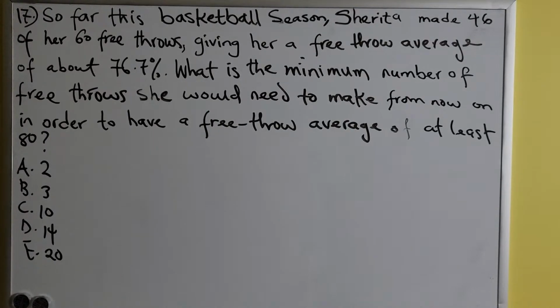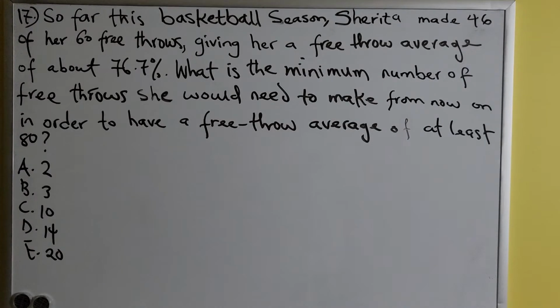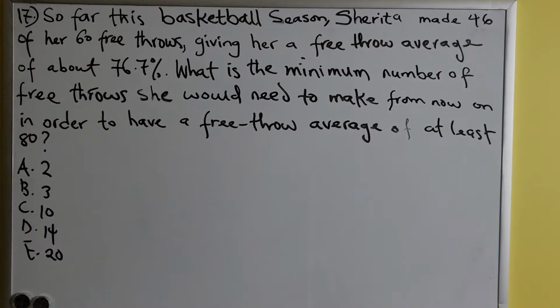Let's go to question 17. This question said, so far this basketball season, Sherita made 46 out of 60 free throws, giving her a free throw average of about 76.7%. What is the minimum number of free throws she would need to make from now on in order to have a free throw average of at least 80%? This is a very simple question.